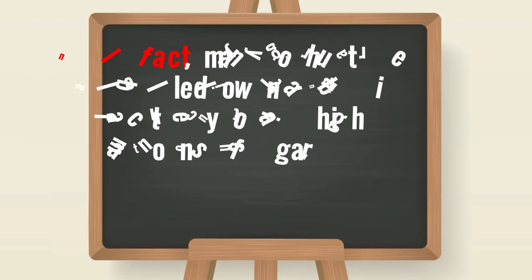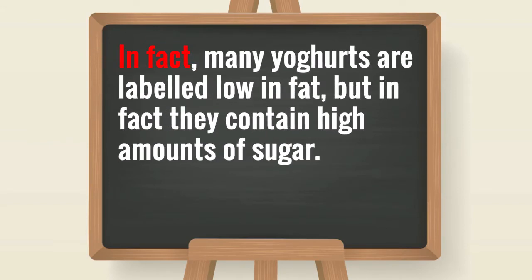Our 5th way to give examples in an IELTS essay is using the phrase "in fact". You can start a sentence by giving this phrase and saying, like in the example, in fact, comma, many yogurts are labeled low in fat, but in fact, they contain high amounts of sugar.